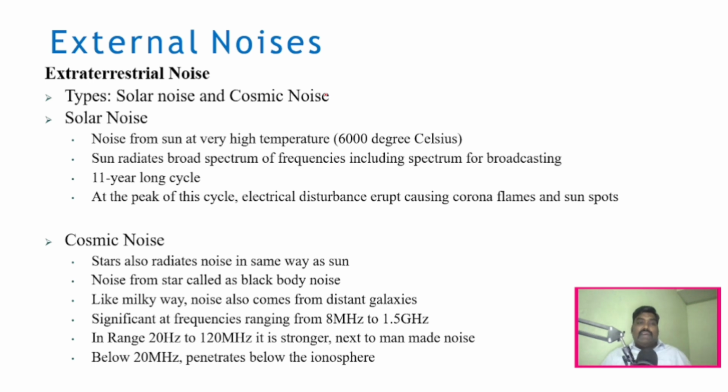Solar noise, a very good example, is noise from the sun, which is at a very high temperature. That is, the sun radiates a broad spectrum of frequencies, including the broadcasting spectrum, with an 11-year-long cycle, right? And at the peak of this cycle, electrical disturbances cause corona flames and sunspots.